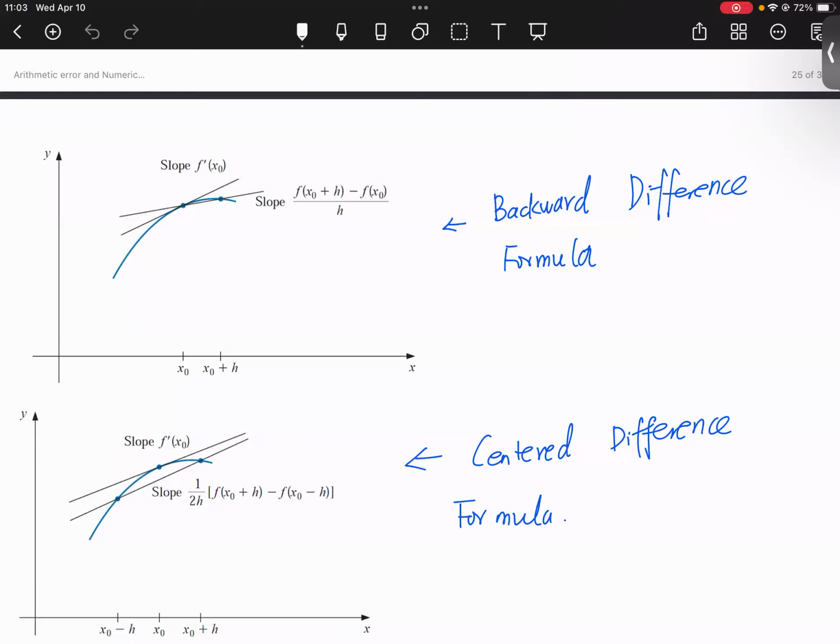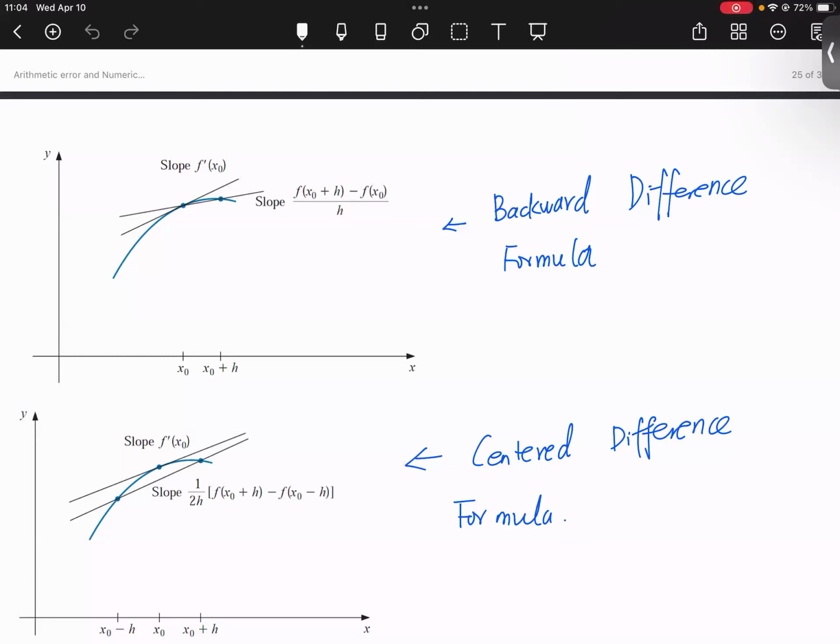Okay, what's happening here? You take the function evaluated at x0 plus h, and then you take f evaluated at x0, and then connect them with a line. The slope of this line is just the value of the backward difference formula. For the center difference, we have different things, but it's connecting two different points.